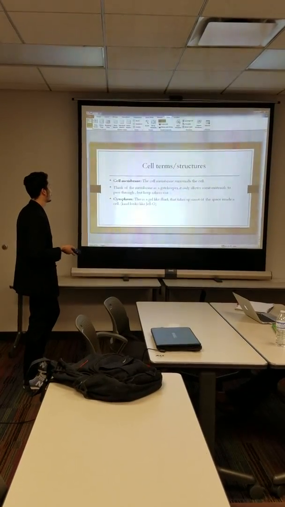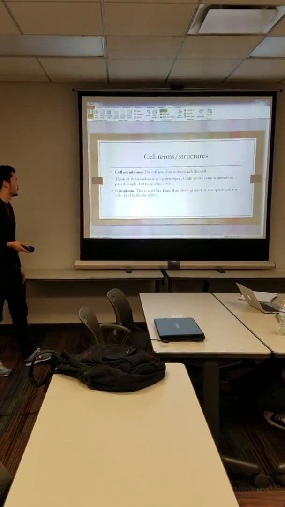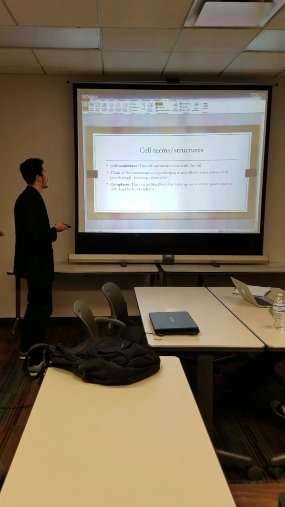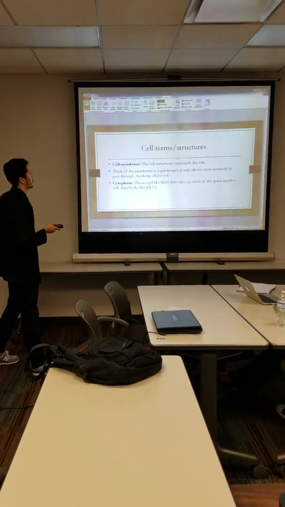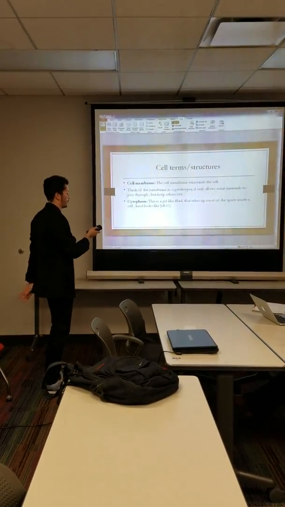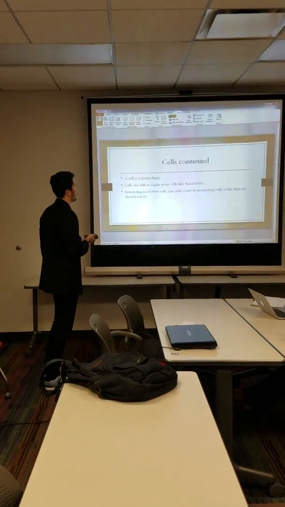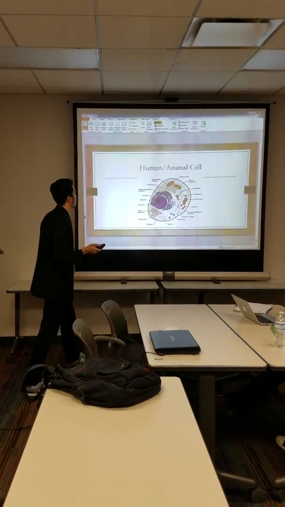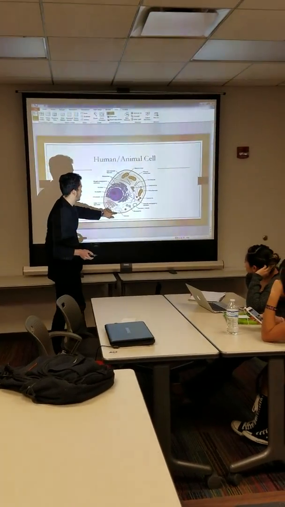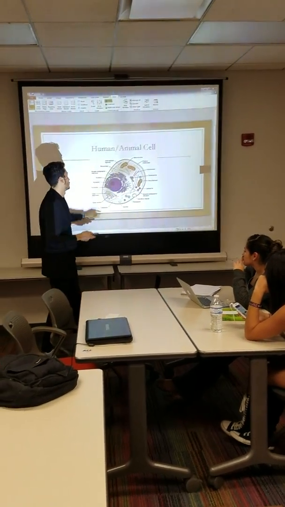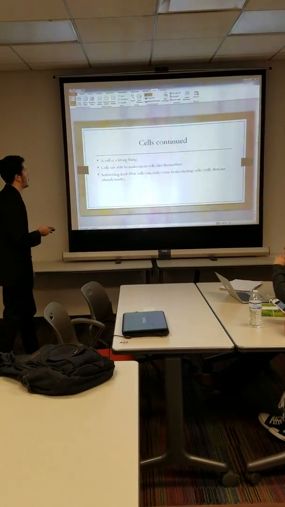Okay. This is the first structure I want to talk about: the cell membrane. The cell membrane surrounds the cell. If you've seen it on the other slide, this thing right here around it, that's the cell membrane. Just for your visual.